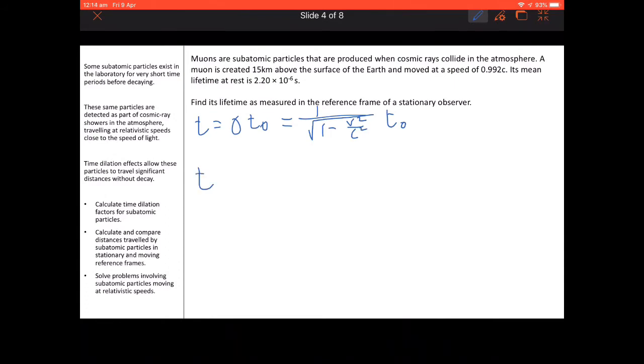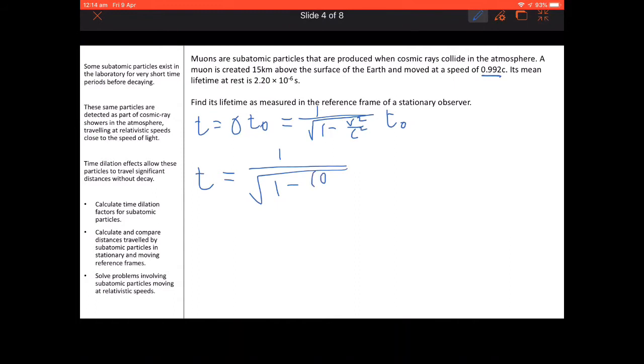I'm going to make this a bit bigger, hopefully. We'll be subbing in to this equation here. Now for the relative velocity, we can just use this value here because the stationary reference frame is obviously stationary, so the relative velocity is going to be whatever the velocity is in the moving reference frame, and that's 0.992 of the speed of light.